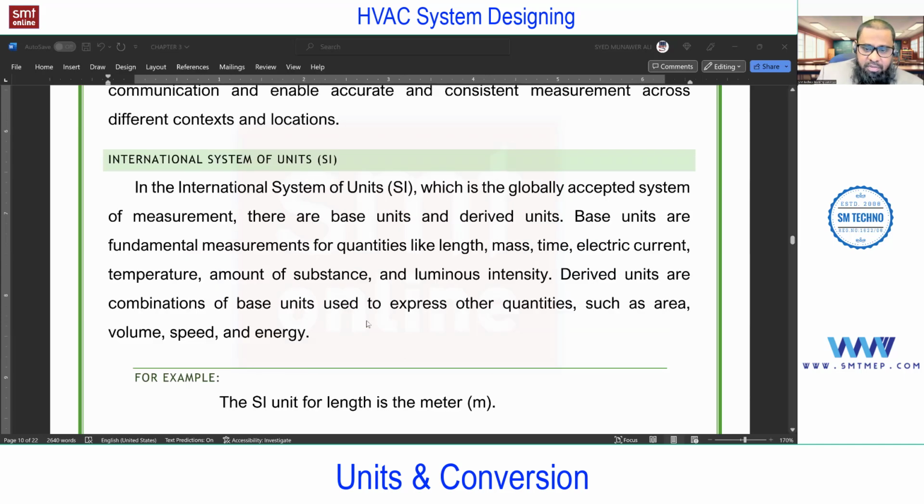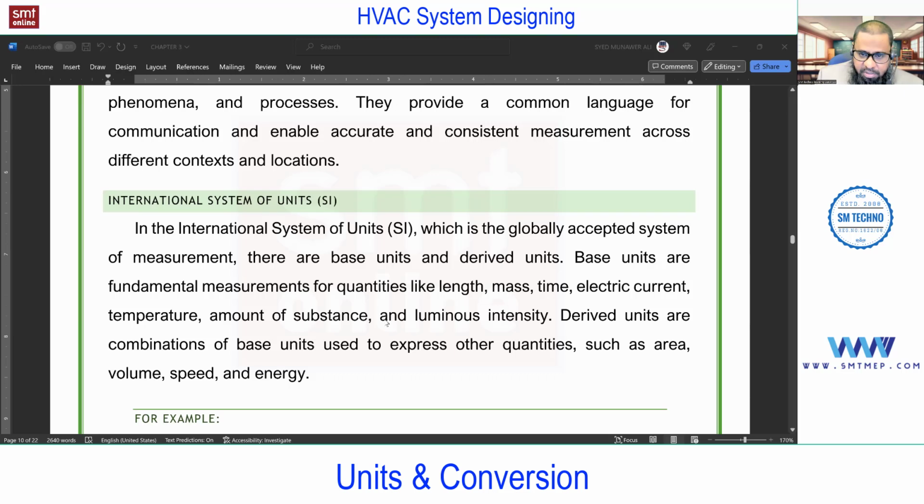So you see, we don't have a fixed option in actual practice. Say everyone is using the International System of Units only. As per the requirement, we are using mixed options also. We'll conclude that, but first of all, we'll talk about SI. So SI is the International System of Units, which is globally accepted for measurement.